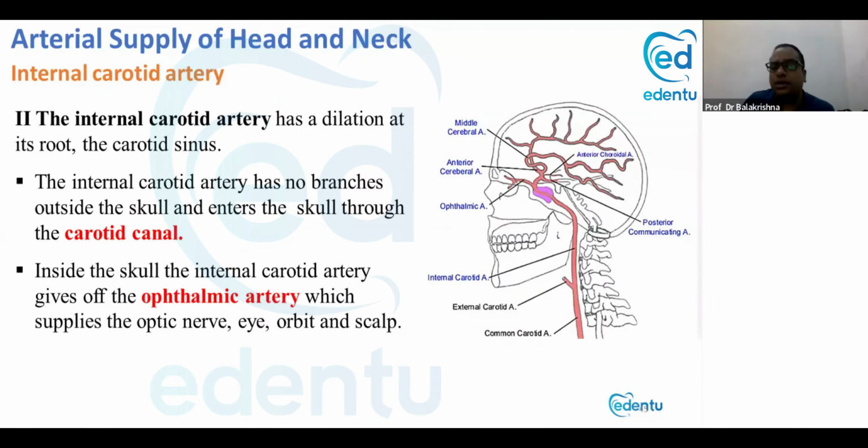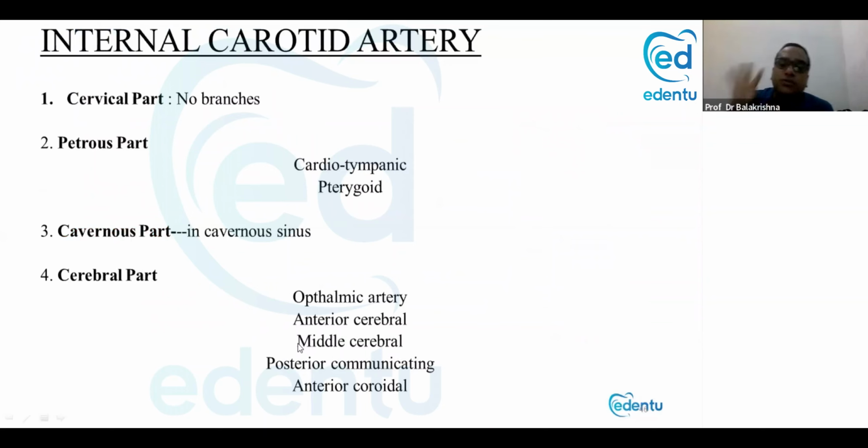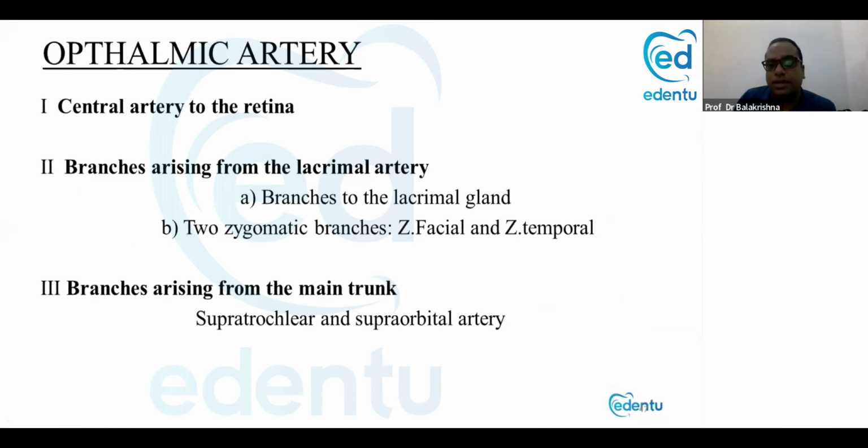Similarly, internal carotid artery. This internal carotid artery has got 4 parts. The first one, the cervical part, that is in the neck, has got no branches. Then in the petrous part, 2 branches: caroticotympanic, pterygoid. Cavernous part, it has got cavernous sinus over there. It supplies there. Then in the cerebral part, it has got 5 branches: ophthalmic, anterior cerebral, middle cerebral, posterior communicating, anterior choroidal. Of all of them, ophthalmic artery is extremely important. So this ophthalmic artery we will discuss.